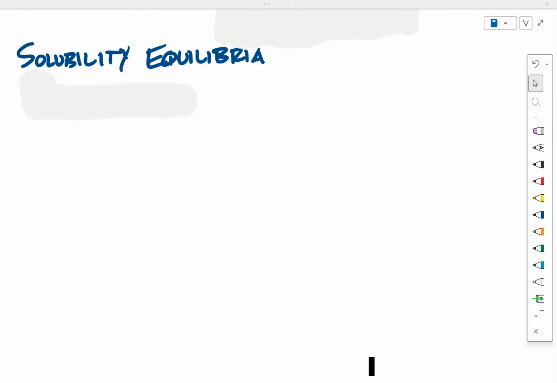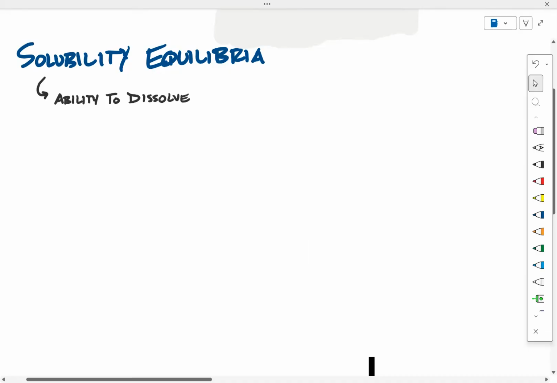When we learned about solutions, maybe we learned solubility means the ability to dissolve, but that's not entirely correct. I like to say solubility is really the amount that dissolves. The amount that dissolves. So it's a numerical measurement. But let's start with that idea of soluble.